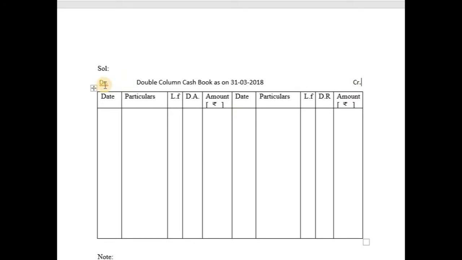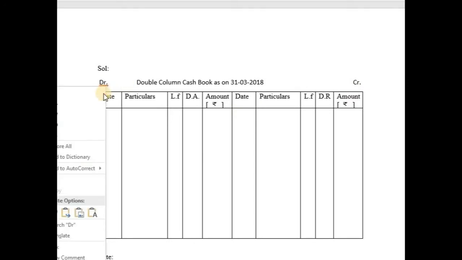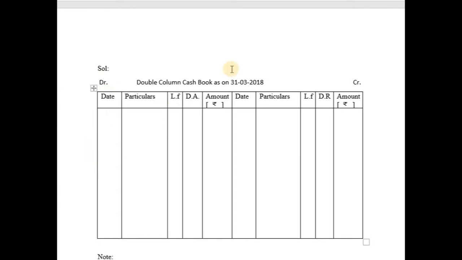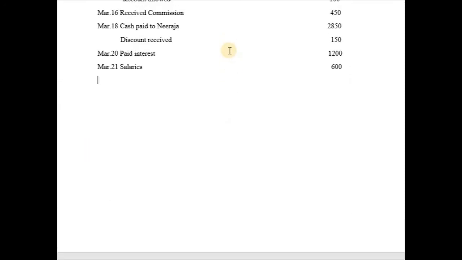So what are the rules for cash book? If cash is coming into the business, it will be recorded on debit side, and if cash is going from the business, it will be recorded on credit side. Let us have the problem.